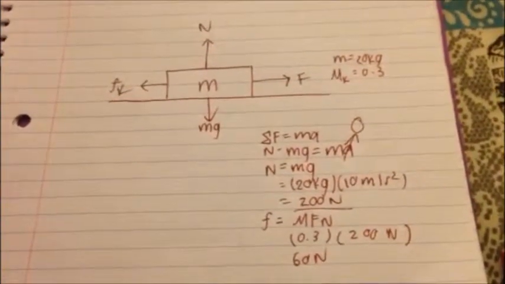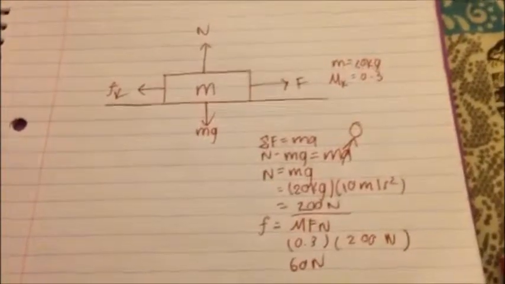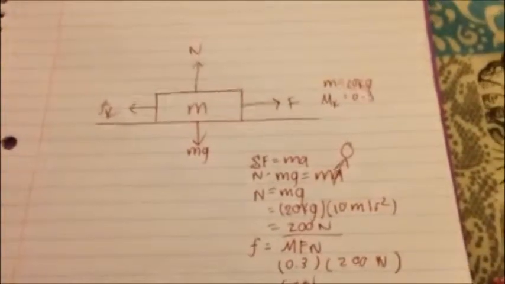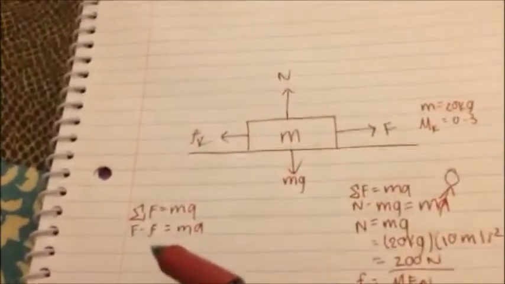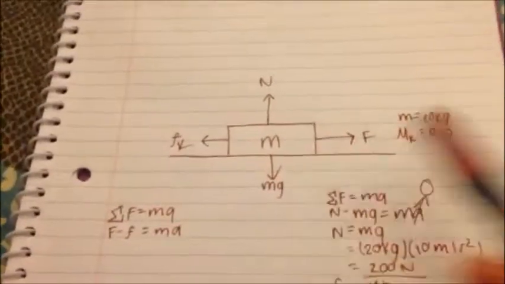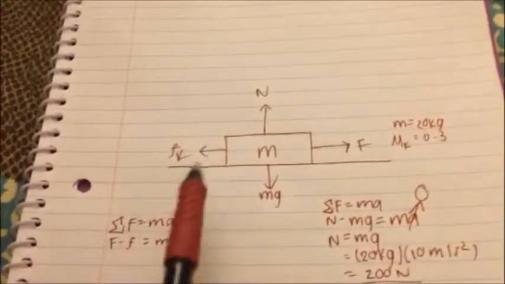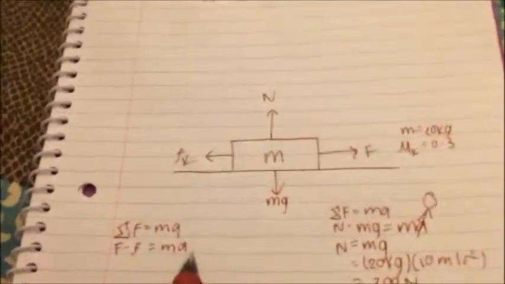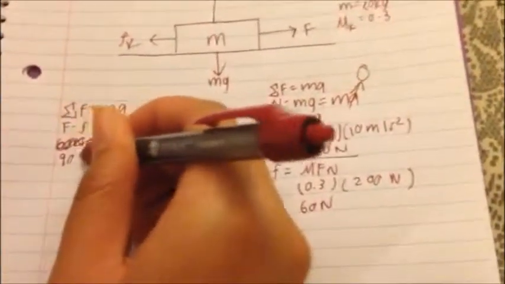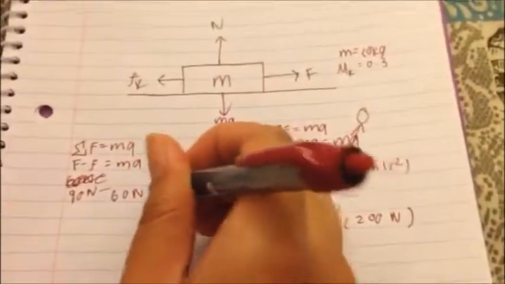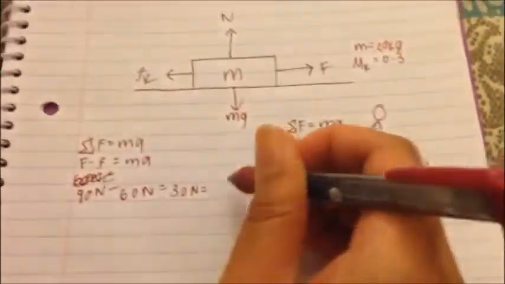Now let's say the crate is being pulled by a force of 90 newtons, parallel to the floor. Let's solve for the acceleration of the crate. Again, we're going to start off with Newton's second law, F equals ma. And in the x direction, our forces are F, we're saying that the right direction is positive and left is negative, so F minus friction equals ma. The problem gives us the value of F, so let's substitute those values in, 90 newtons, and we just solve for friction. So 90 minus 60 newtons, we get 30 newtons equals ma.